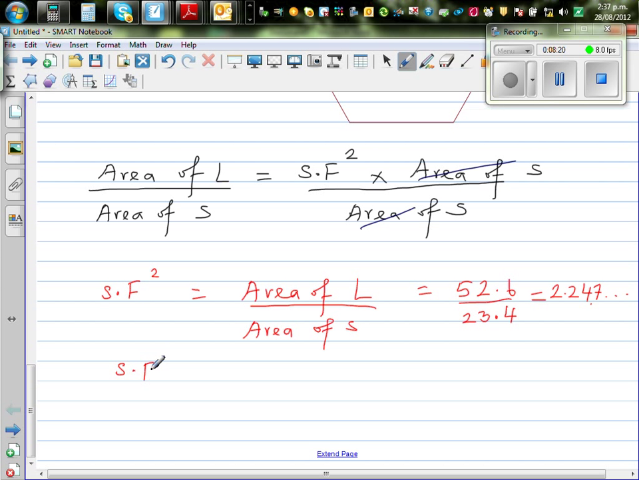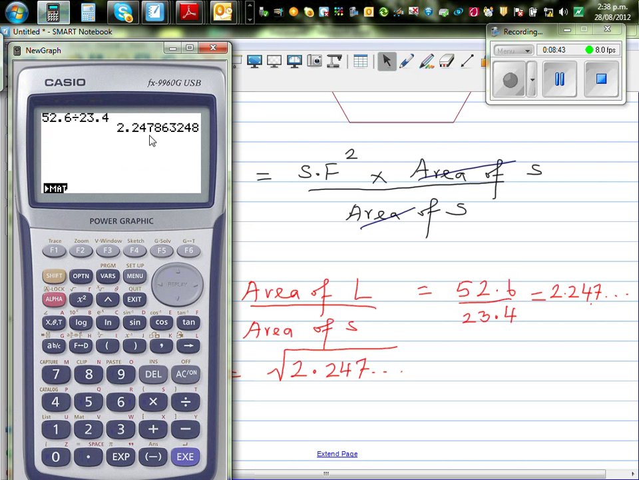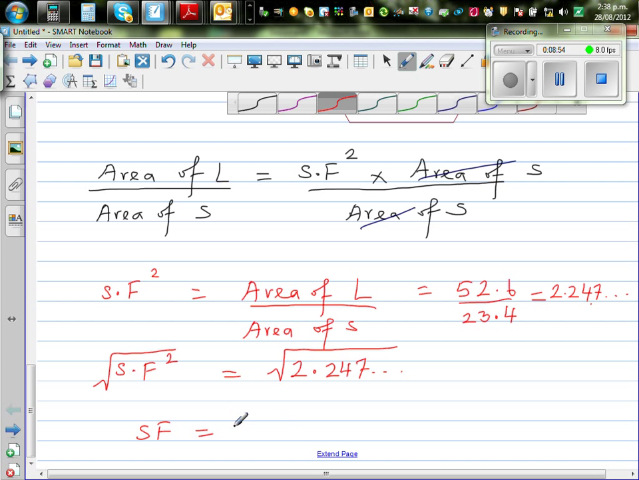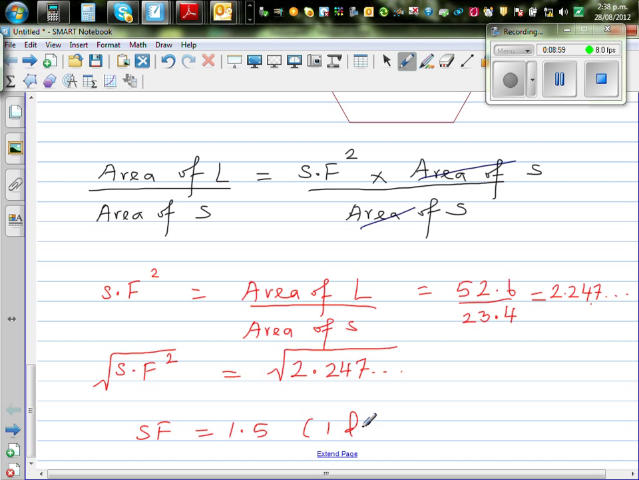If you take the square root of the scale factor squared, you have to take the square root of this number, 2.247 and so on. If we know the scale factor squared, we can find the scale factor by square rooting it. So I'm going to do shift square root, shift answer. The square root of the answer is 1.5 to make it a neat number. So the scale factor is 1.5 to 1 decimal place.